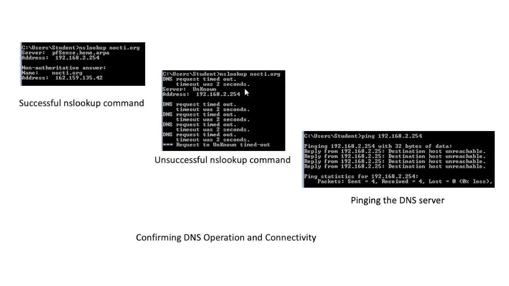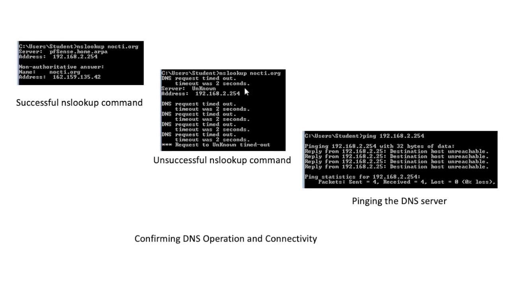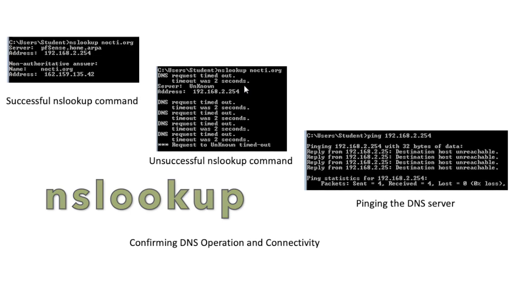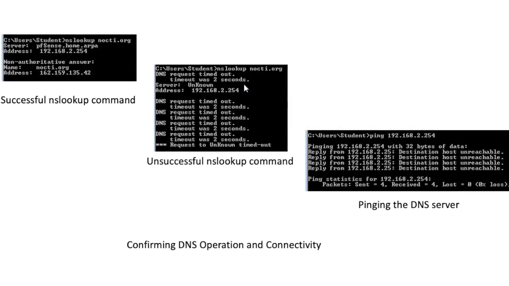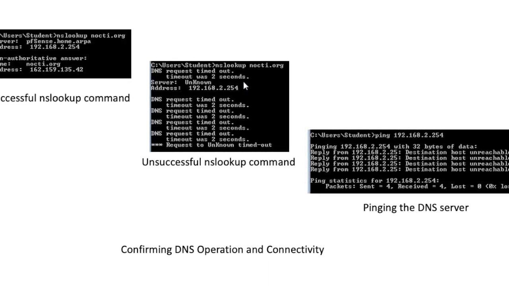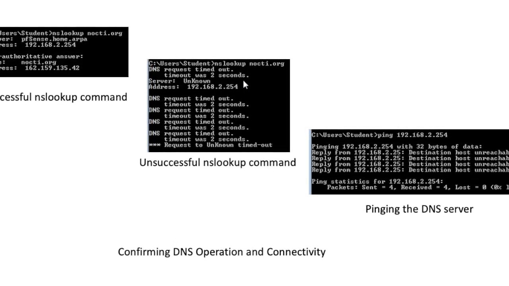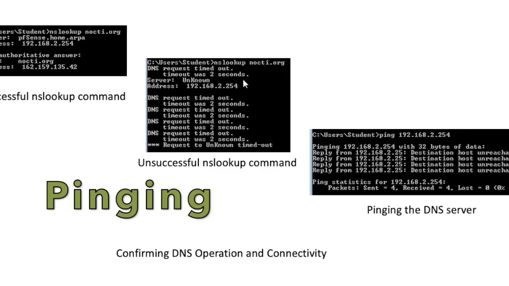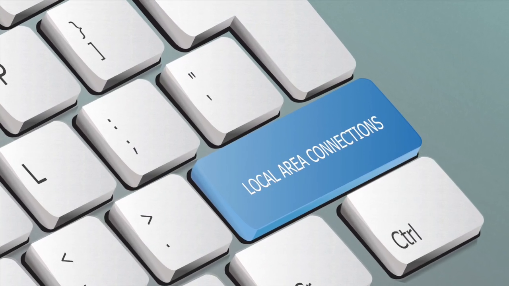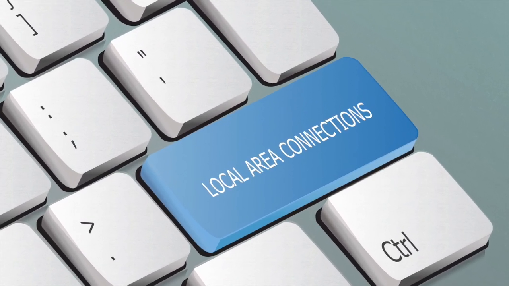To check whether or not the DNS server is functioning properly, the technician can use the nslookup command followed by a domain name to see if it will respond and resolve the name. If the server fails to respond, the technician should confirm that he or she can access the server by pinging its IP address. Technicians can confirm DNS server problems by substituting a public DNS server for the one that is currently configured. This can be done through the local area connection properties of the affected device.